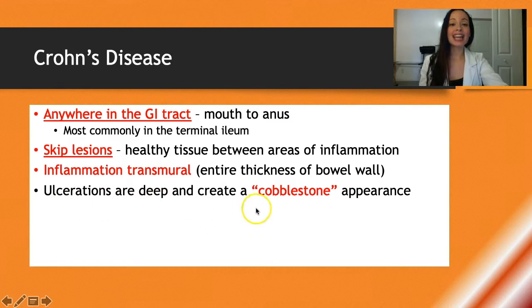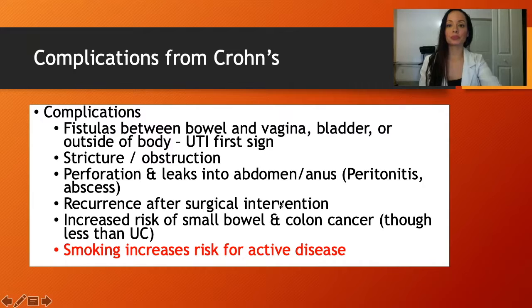Ulcerations are deep and they have a cobblestone appearance. Complications from Crohn's: they can have fistulas between the bowel and vagina, bladder, or outside of the body. They can get stricture or obstruction, perforation. It can reoccur after surgical intervention. Sometimes, if it's severe, they have to resect a part of the intestine, but it doesn't cure it. It can come back. They also have an increased risk of small bowel and colon cancer, though it's less than UC. So that's important too, that they have a risk for cancer, colon cancer and small bowel.